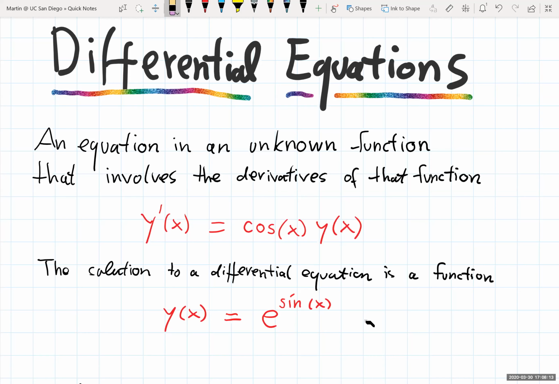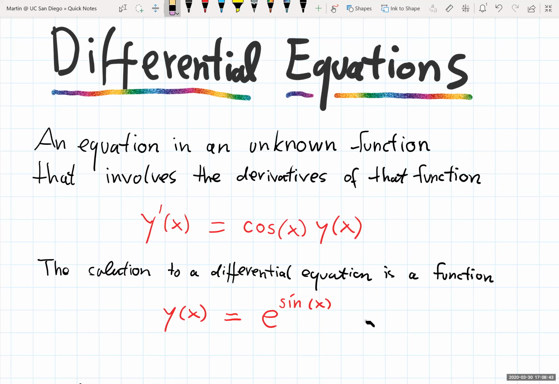Now, in particular, the solution to a differential equation is a function. In this case, the function is called y. And a formula for one possible solution to that differential equation is given at the bottom of the screen. So one solution is y of x equal exponential of sine of x.